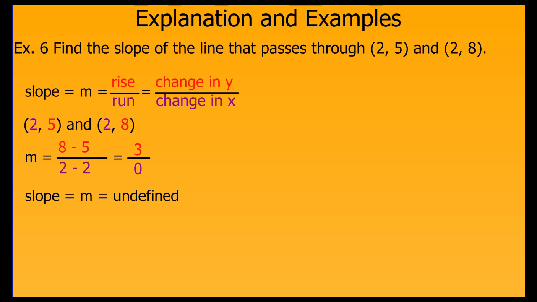So when we try to divide by 0, we say it's undefined, which means the slope of this line is also undefined. If you picture that, no run at all means this is a vertical line, in this case through x equals 2. All vertical lines have a run of 0, so we'll have a slope that is considered undefined.